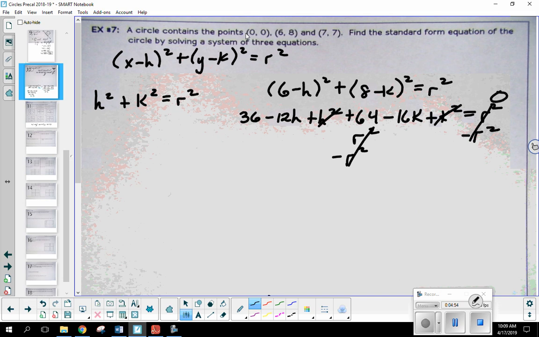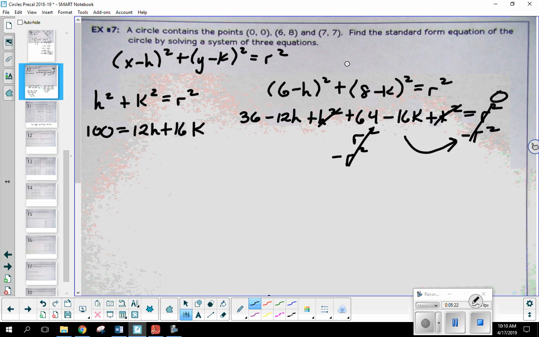So 36 plus 64 is going to give me 100. And just to avoid the negative coefficients, though in the long run it really doesn't matter, you could take the negative 12h and the negative 16k and add those to the other side. So here's my second equation: 100 should equal 12h plus 16k. All I did was manipulate that equation the way I had it.